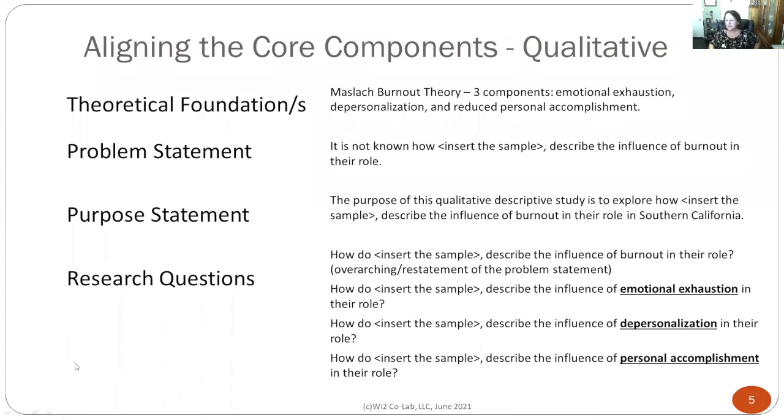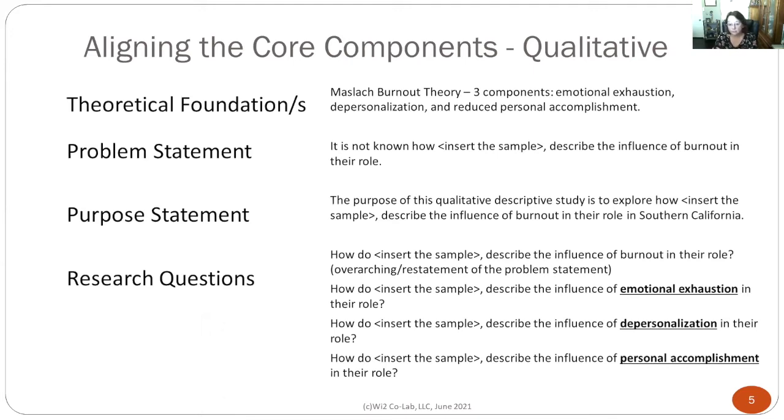Okay, here's a sample of a study. And this is aligning the core components: theoretical foundation or foundations, depending on what it is, problem statement, purpose statement, and research questions. These are the bones, I call it, of your dissertation. So this study is a qualitative descriptive study, and you can tell that by the purpose statement. Your purpose statement really begins to put together what direction the study's going, and it has all the components in it.